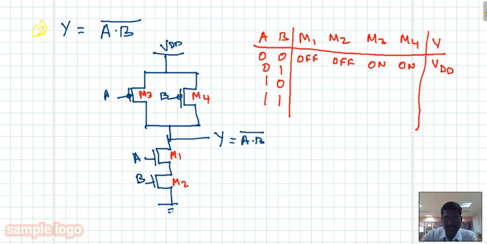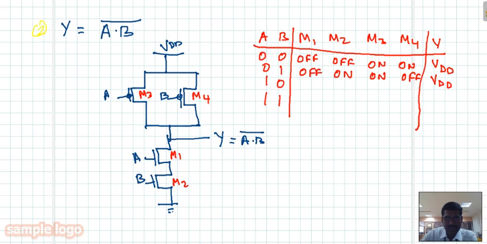If A is 0, M1 is off, B is 1, M2 is on, and M3 is going to be on, M4 is going to be off. So now your output is connected to VDD through the transistor M3. So output here is VDD.